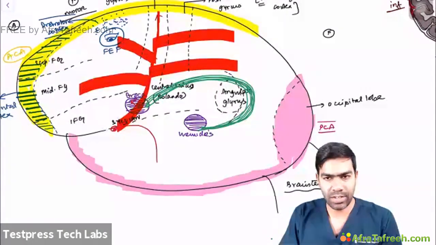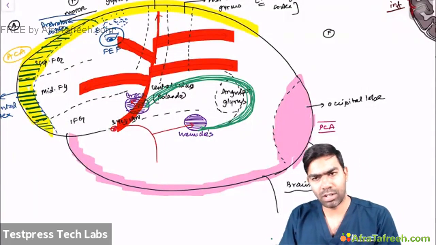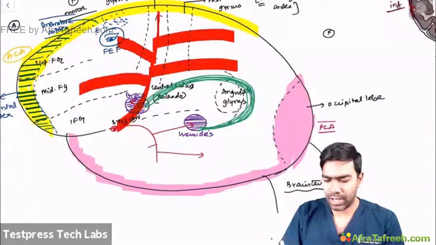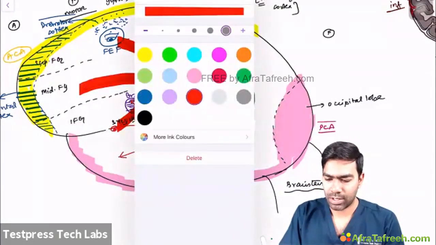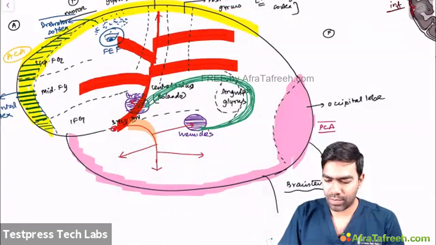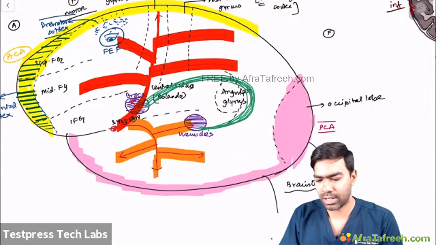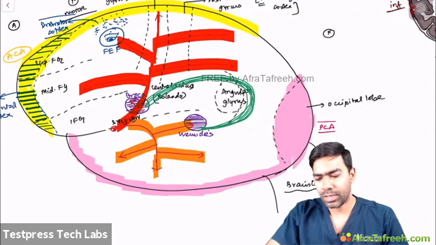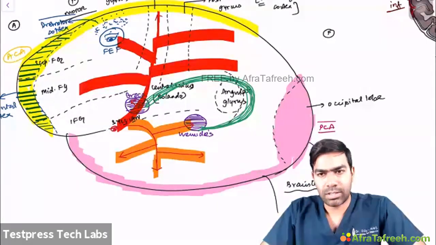As far as the inferior division is concerned, it predominantly supplies Wernicke's area, a lot of auditory cortex also, and many different areas in the temporal lobe. They are going to be supplied by the inferior division only. I can draw the inferior division here, which will be supplying a huge number of areas. The most important area supplied by the inferior division is Wernicke's area.